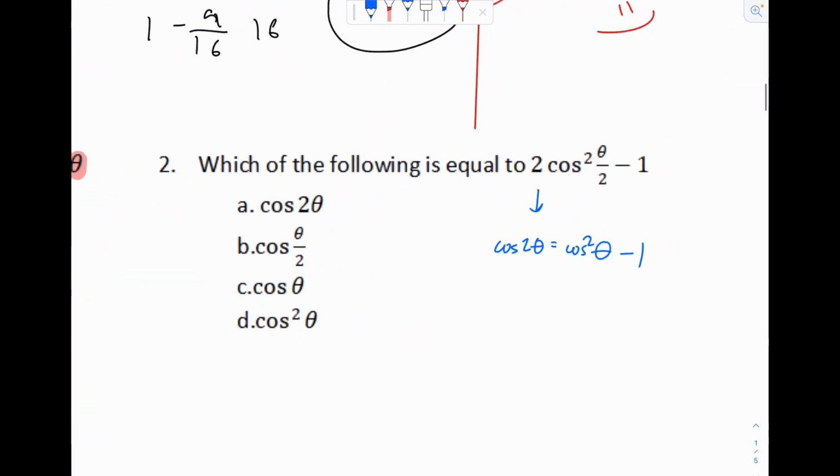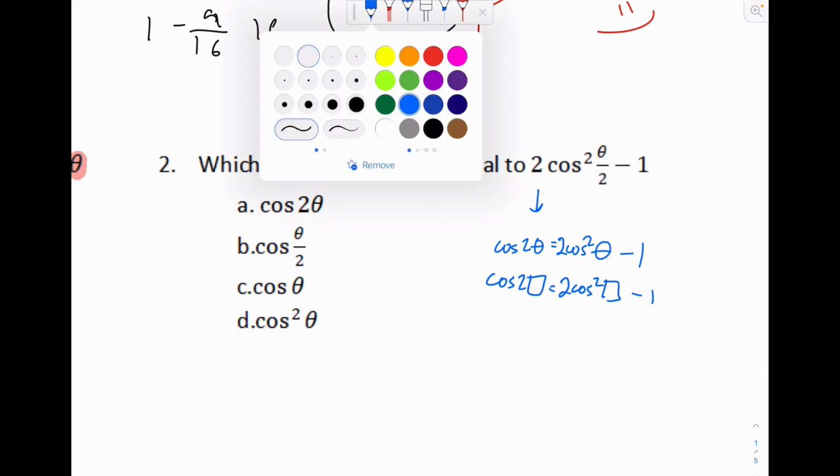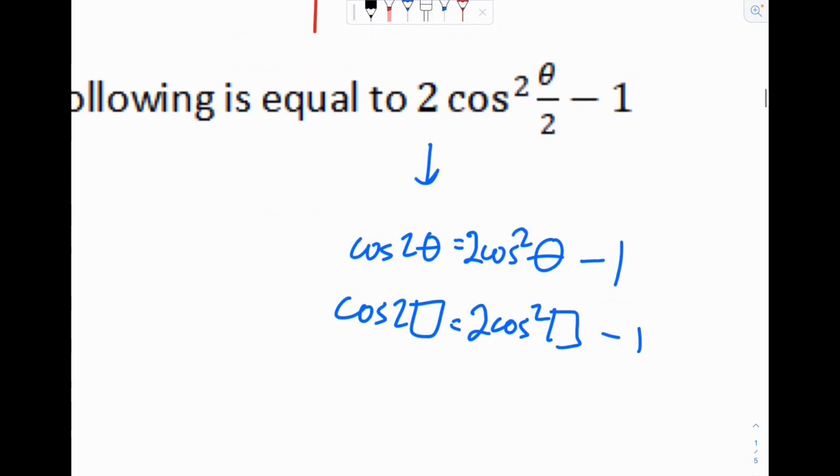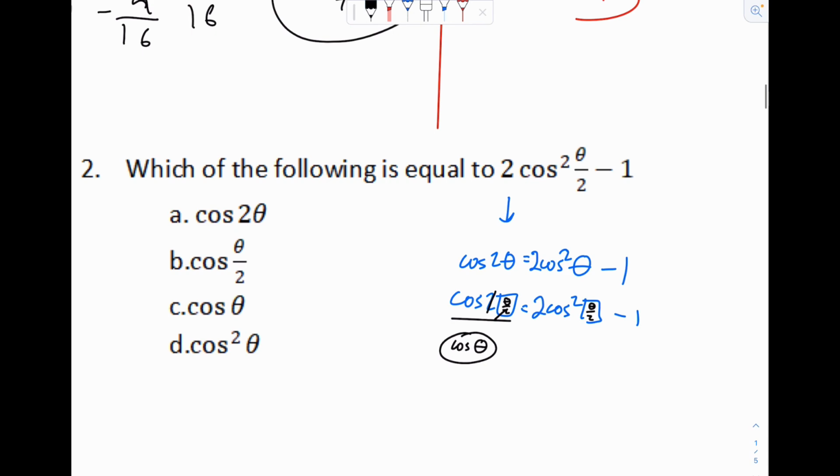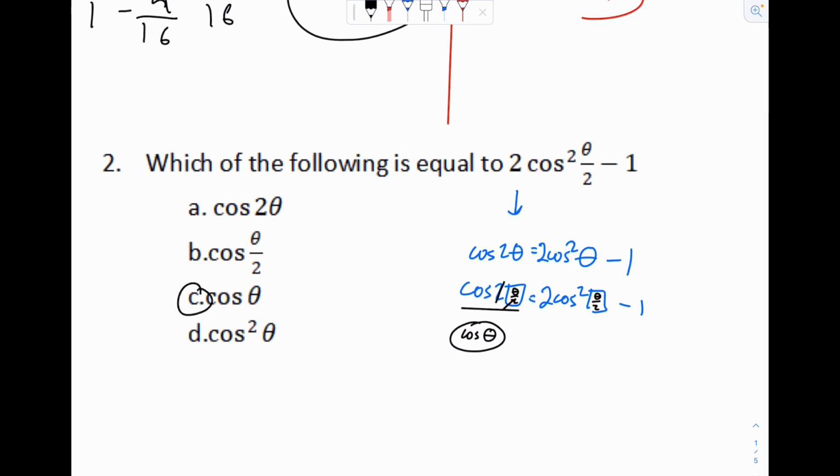But again, you want to use the box method. So open your mind to think the theta could be anything. Oh, there's a 2 right there. 2 cosine squared box minus 1. And look, the box I want to be theta over 2. So plug in theta over 2. And let's simplify this side right here. Cosine theta, since my 2's cancel. So part C, or letter C, must be the answer.